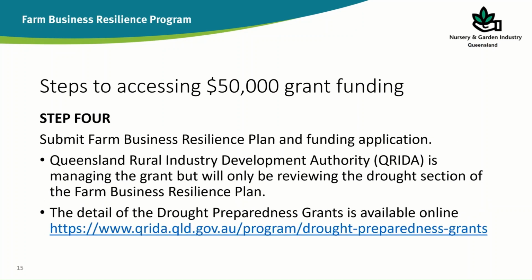Step 4 for accessing the grant funding is to submit the Farm Business Resilience Plan and funding application to the Queensland Rural Industry Development Authority, or QRIDA. QRIDA will only be reviewing the drought section of the Farm Business Resilience Plan when assessing funding under this grant. Some of you are familiar with the work of QRIDA and have benefited from their programs in the past. NGIQ has an excellent relationship with QRIDA staff and they understand our industry and are keen to help. The detail of the drought preparedness grants can be found online using this link.